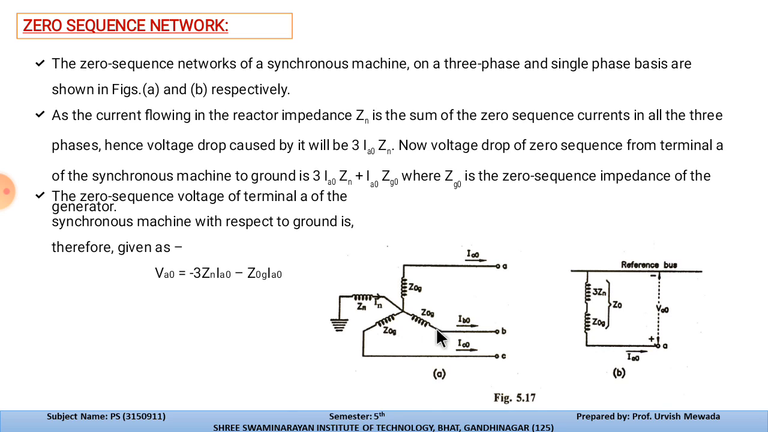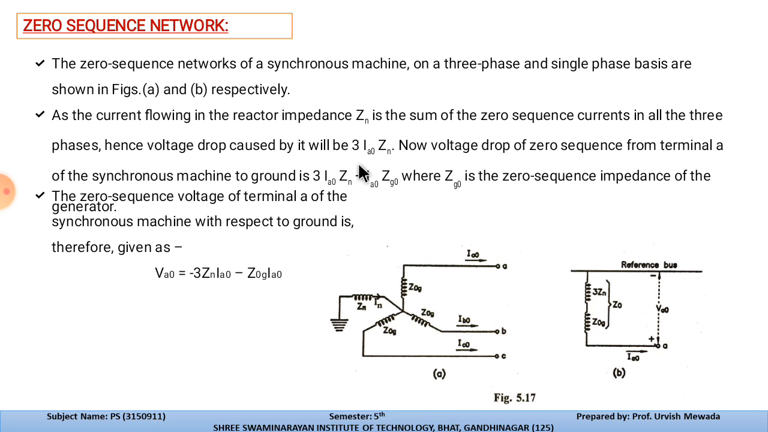Now let us discuss this diagram. In the zero sequence network, the synchronous machine on a three phase and single phase basis are shown in A and B. So this is the three phase and this is the single phase. Now the current flowing in the reactor impedance Zn is the sum of the zero sequence currents, so the addition of these currents will become IN of this given system, and the voltage drop caused by it will be three times IR.